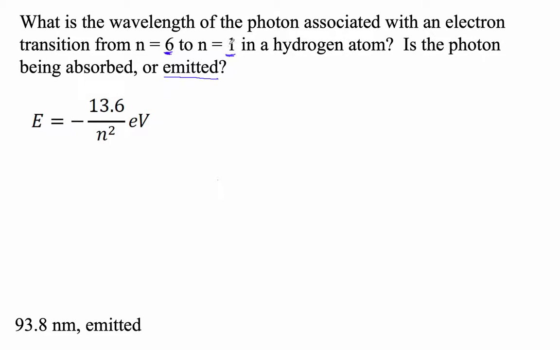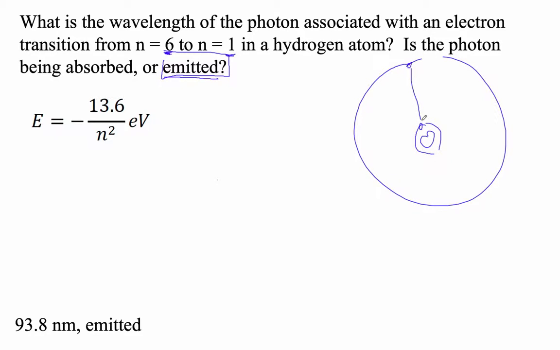Closer to the nucleus is a lower energy, right? And the orbital 1 is the one closest to the nucleus. So this is definitely an emitted one. We've got the nucleus, and we're going from way out here to way in there. And you imagine 4 orbitals in between, right? All right, so it's definitely an emitted photon.